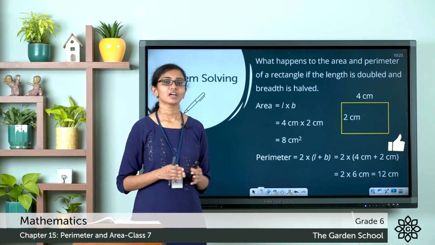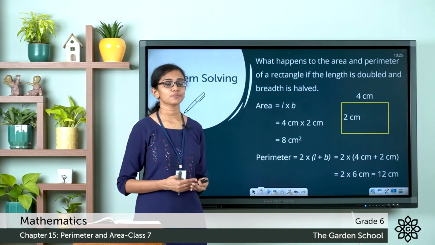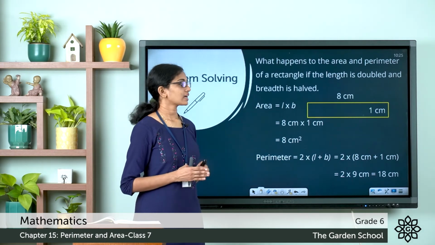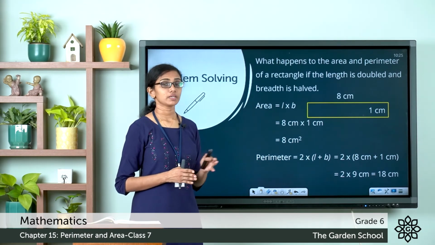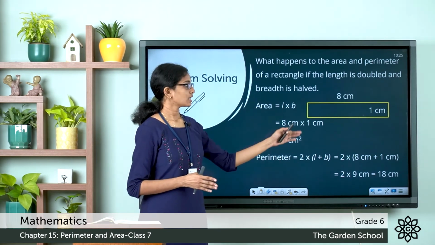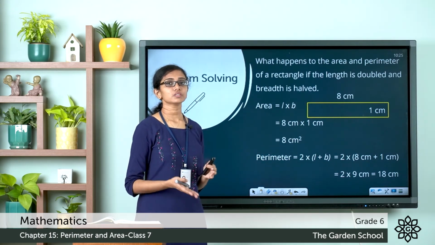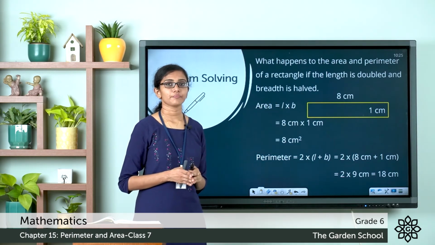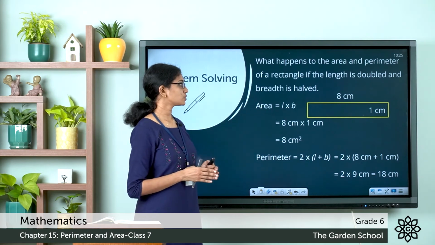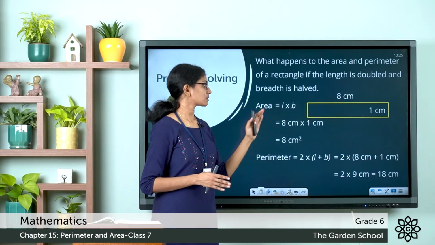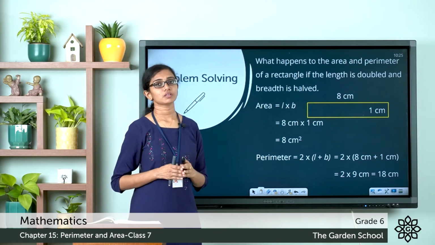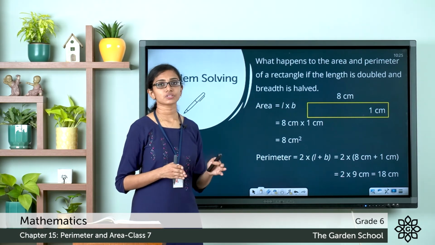Now, let's double the length and halve the breadth. So, the length becomes equal to 8 centimeter. We doubled 4 centimeter and the breadth 2 centimeter was halved into 1 centimeter. Now, the area will be equal to 8 centimeter into 1 centimeter, which is equal to 8 centimeter square itself. The area does not change here.